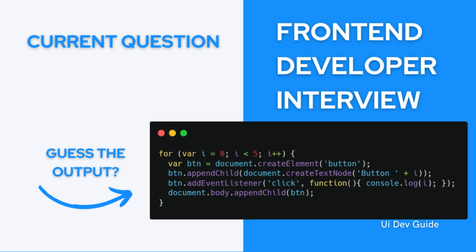So here now we are creating some buttons, 0 to 4. When we click on button 4, what will be the output? Okay, let me share my screen first so I can open it in JS. Can you see my screen? Hello? Yes. Okay.